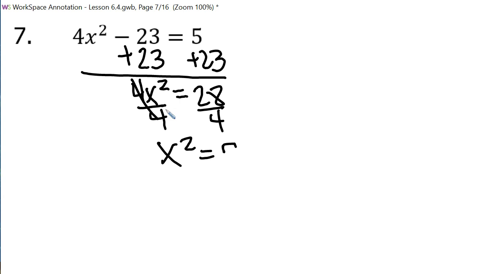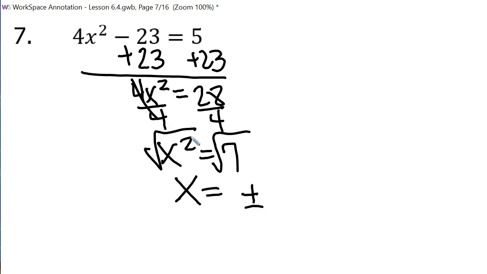How do I get rid of the square? Square root both sides. And when I square root it, how many answers should I have? So x equals plus or minus the square root of 7. Can that radical simplify? No, because that's the answer.